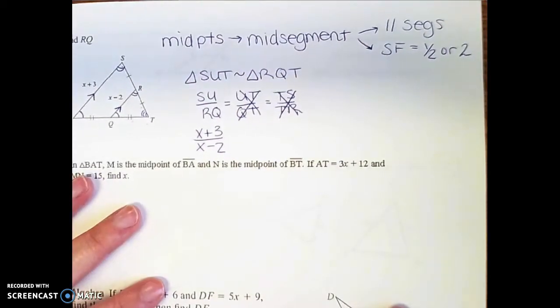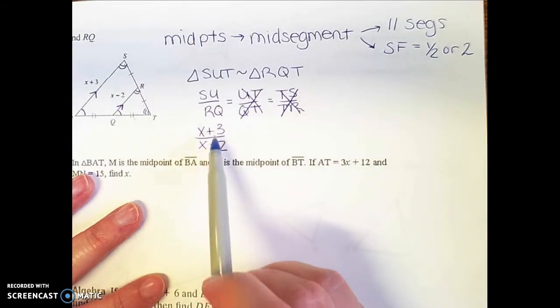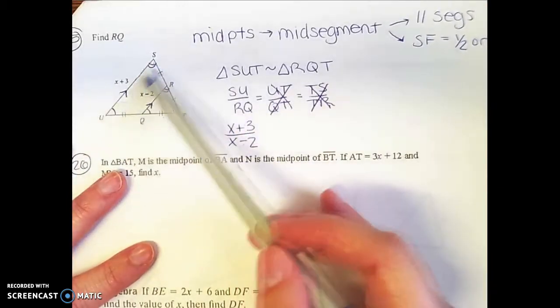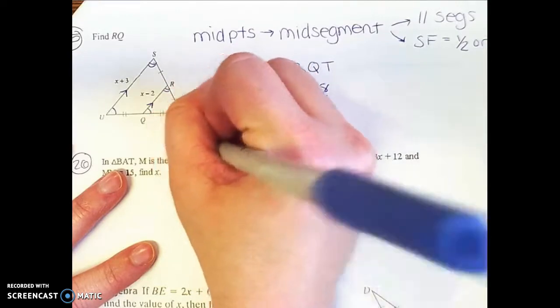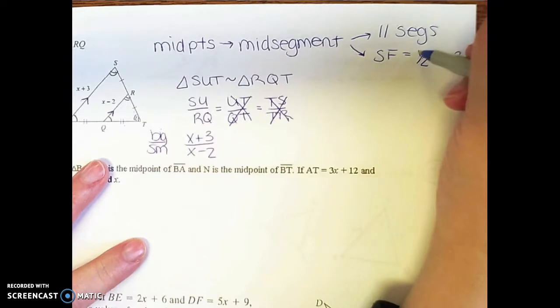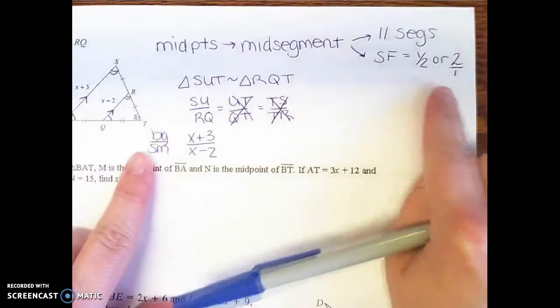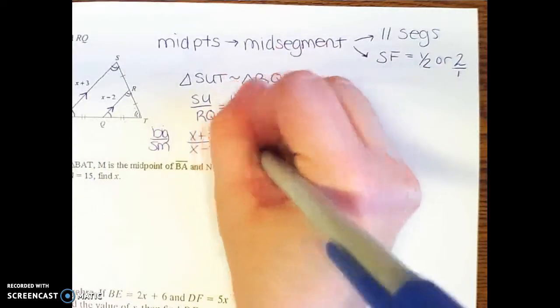Those are my options, and that depends on whether I set up my sides as big over small or small over big. If I look at my diagram, x plus 3 is my bigger side. I set it up so it was big over small. That means I need a matching scale factor. 1 over 2 is small over big, and 2, remember, is really 2 over 1. That's big over small. I need big over small to match with the scale factor I already set up. So this is going to be equal to 2 over 1.